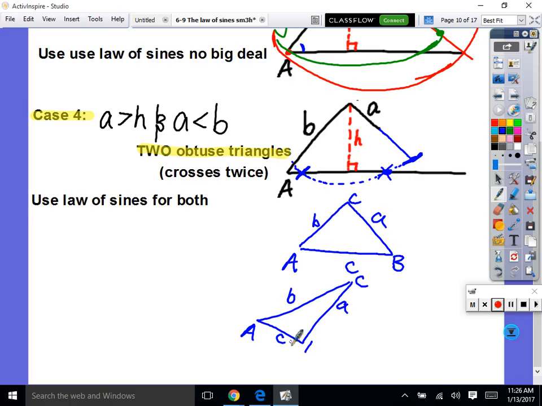And once again, if it was the same length as B, it'll cross just perfectly there, so that would only make one triangle.